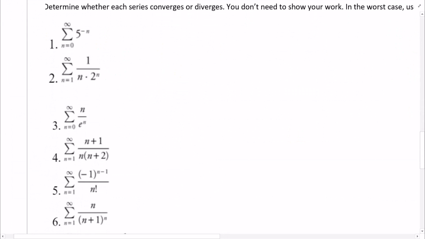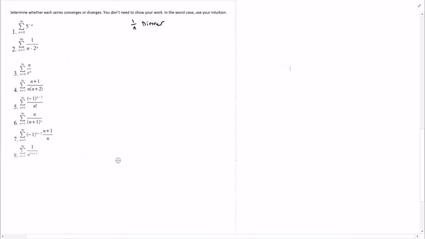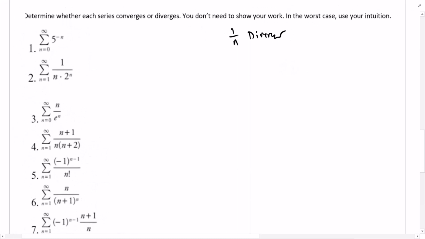We're going to do these via intuition, remembering that this diverges, so anything bigger than this also diverges. Remembering that this converges, something smaller than that converges as well. Also remembering that a geometric series converges if the absolute value of r is less than 1, and then some other stuff that we can do.